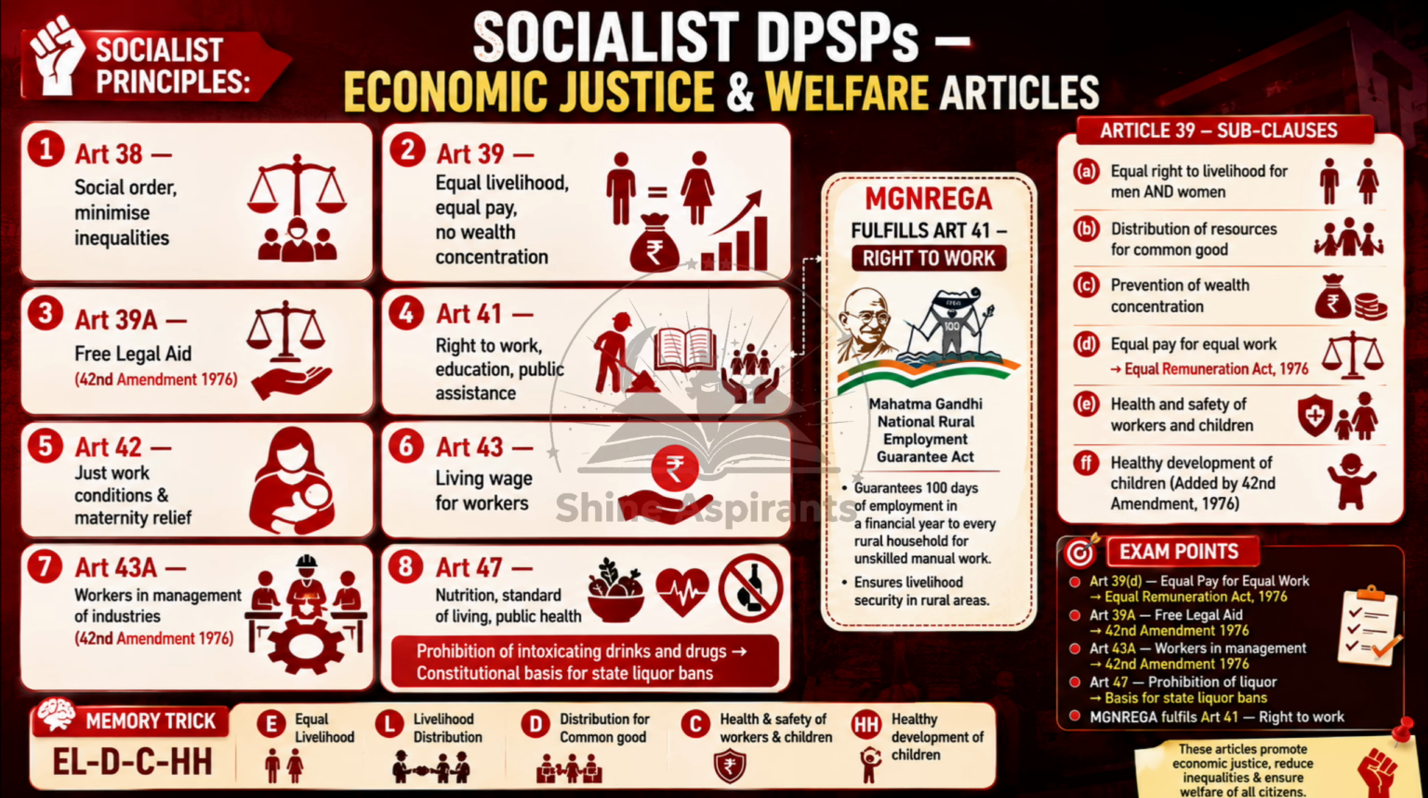MGNREGA, the Mahatma Gandhi National Rural Employment Guarantee Act, aims to guarantee the right to work. It ensures livelihood in rural areas by providing at least 100 days of employment in a financial year to every household for unskilled manual work. This directly fulfills Article 41 of the Constitution.